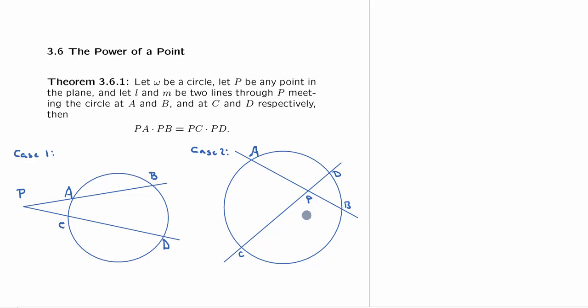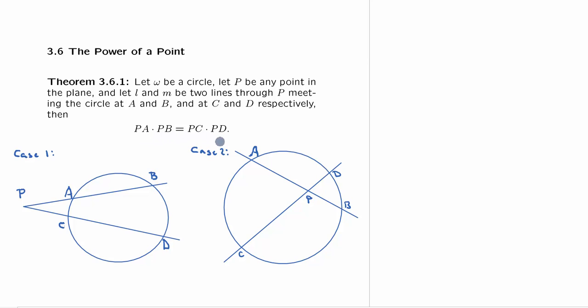And then two lines passing through that point and bumping into the circle. So we've got AB on the same line and CD on the same line, same thing in this picture. What the power of the point says is that in this scenario, the length PA times the length PB is equal to PC times PD. So even though the two pictures look different, the statement is the same and the proof is actually the same thing.